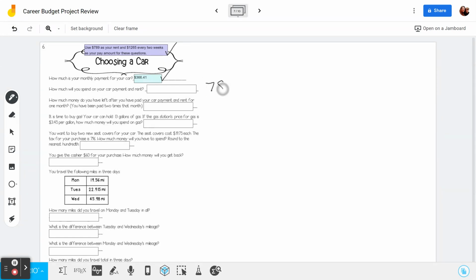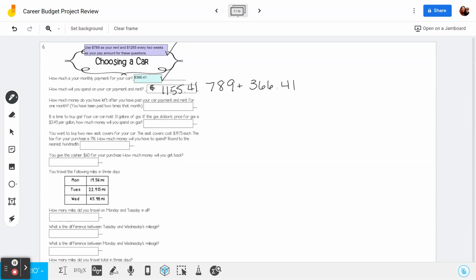$789 plus your car payment, and then you would end up with $1,155.41. How much money do you have left after you paid your car payment and rent for 1 month?